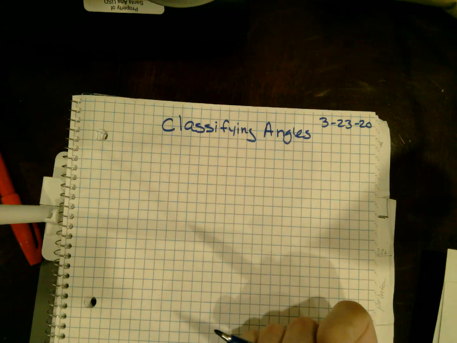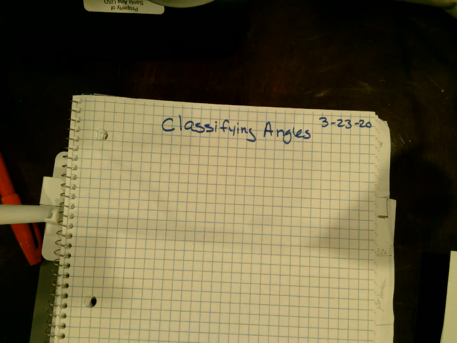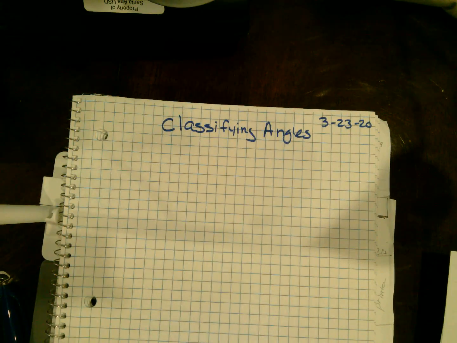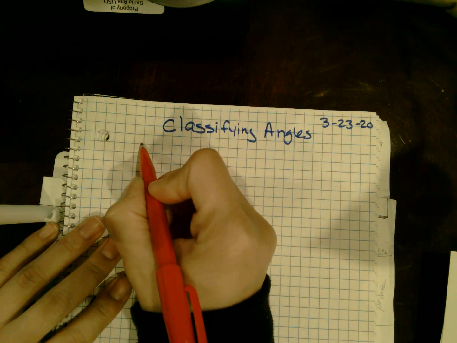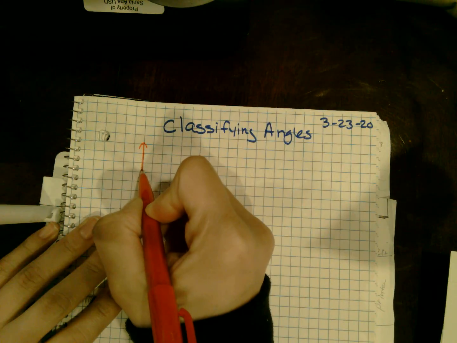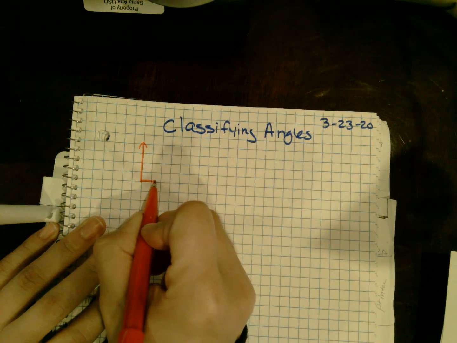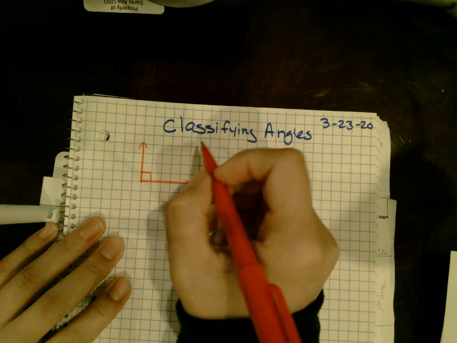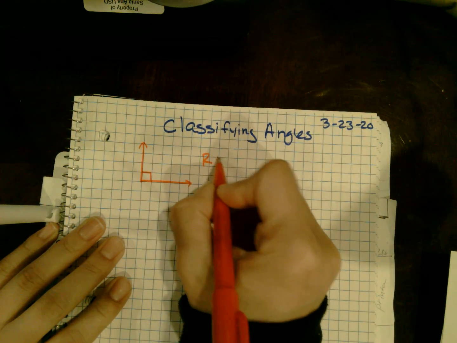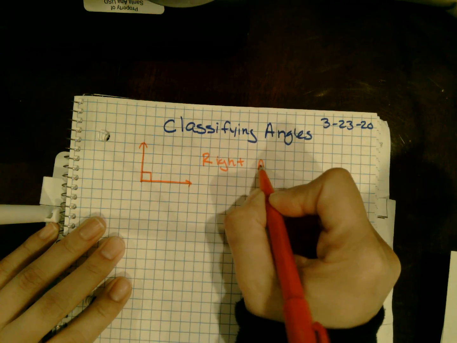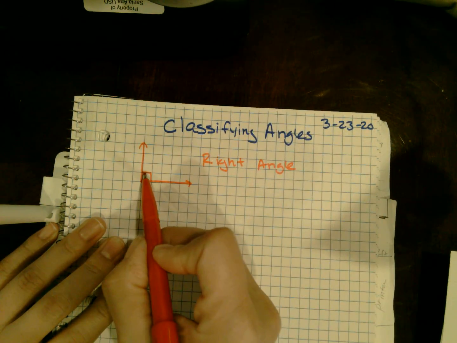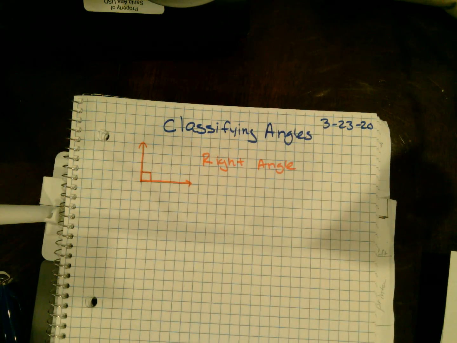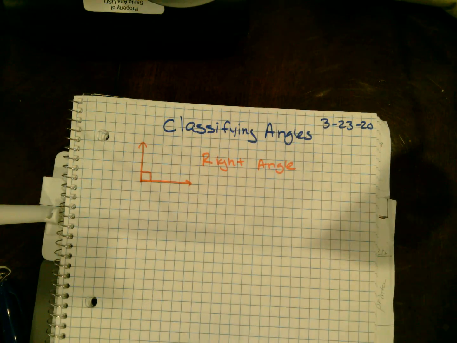So there's a couple angles we have to know in math. Very useful. One that you should already know is one that is 90 degrees. What do we call an angle that's exactly 90 degrees? Yes, that's correct. This is a right angle. And this universal little square right there stands for right angle. So that's one of the ones we have to discuss today.